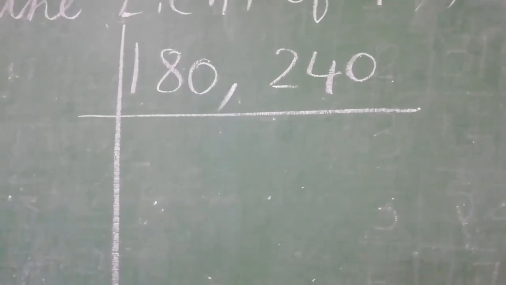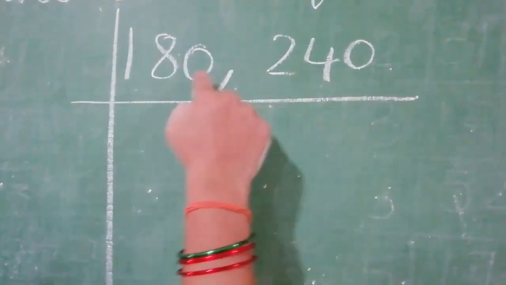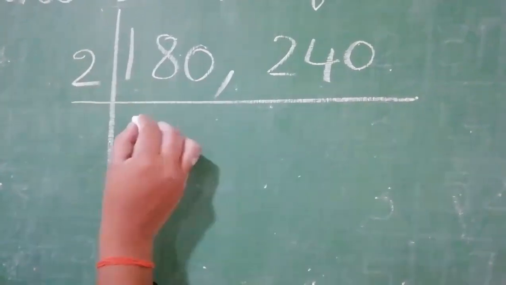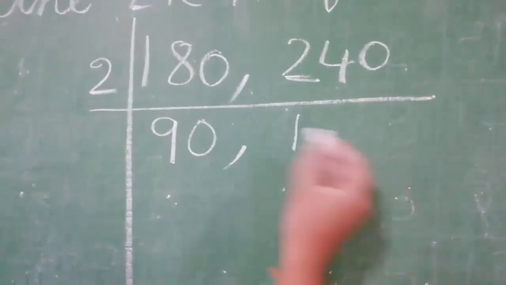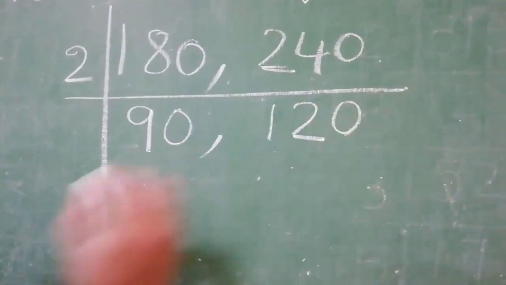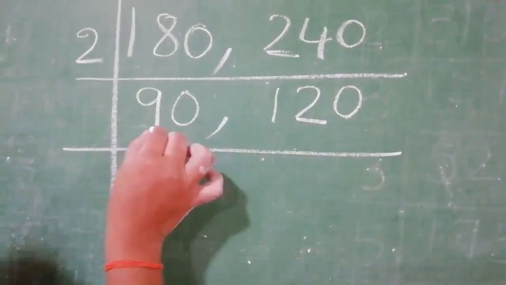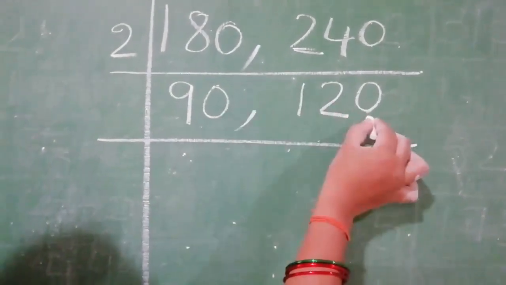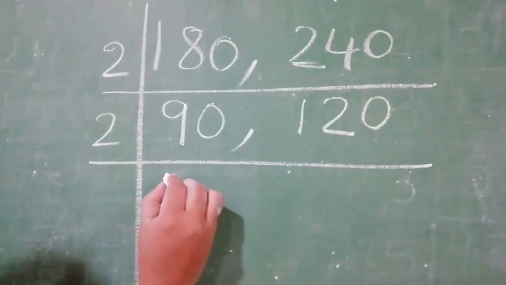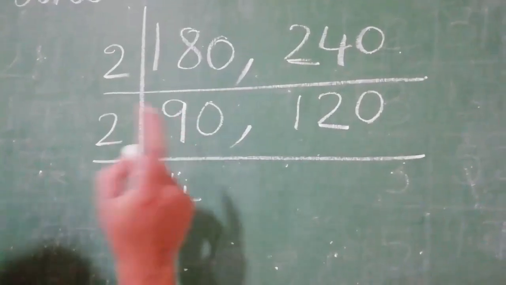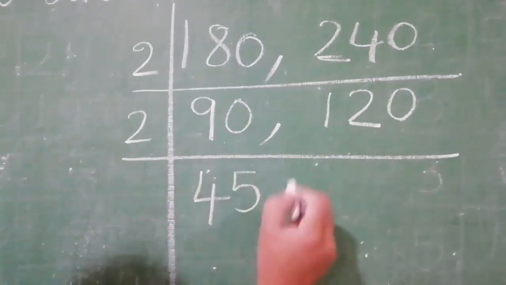First we take 2. Is 2 dividing the first number and the second number? Yes, these two numbers end with 0. How many times? 2 9s are 18, 2 0s are 0. Next, 2 1s are 2, 2 2s are 4, 2 0s are 0. Again for the two quotients, 90 and 120, both numbers end with 0. So these two numbers are divisible by 2. How many times? 2 4s are 8. 9 minus 8, 1. 1 0, 10. 2 5s are 10. 2 45s are 90.